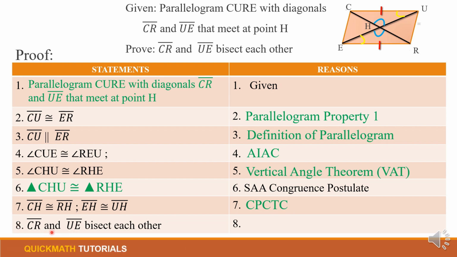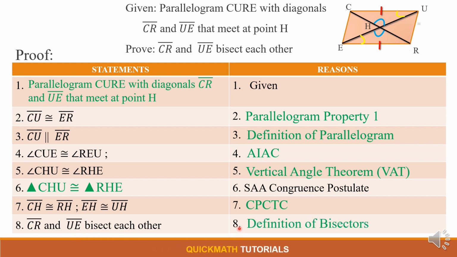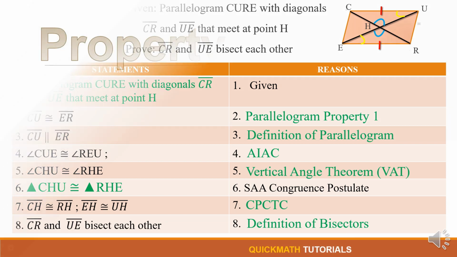And for number 8, this is what we are trying to prove. The reason is the definition of bisectors. When we say bisector, it cuts the line segment into two congruent parts, or into two equal parts.